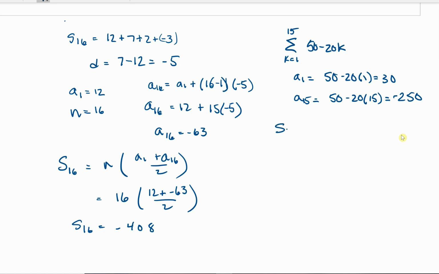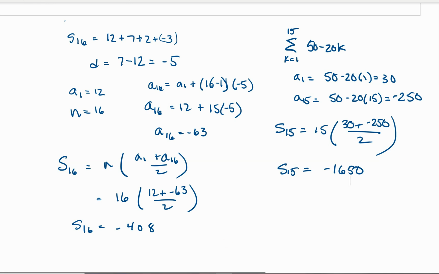So the sum of these is going to be 15 times 30 plus negative 250 divided by 2. So negative 250 plus 30 is negative 220 divided by 2 is negative 110 times 15 is negative 1,650. So that's that. I think that's about it.